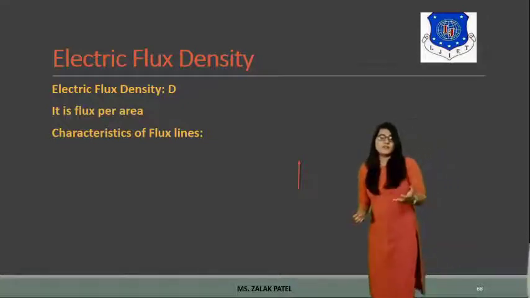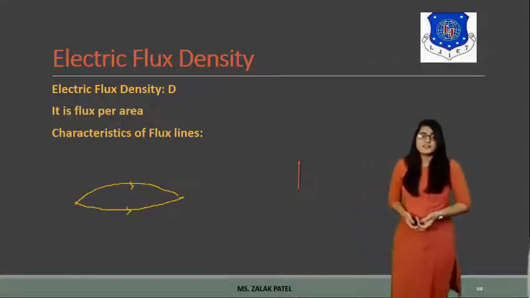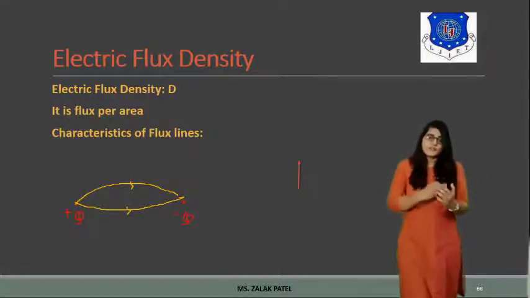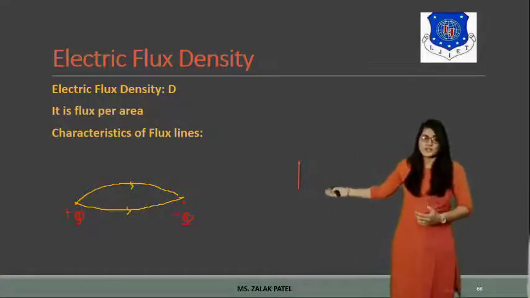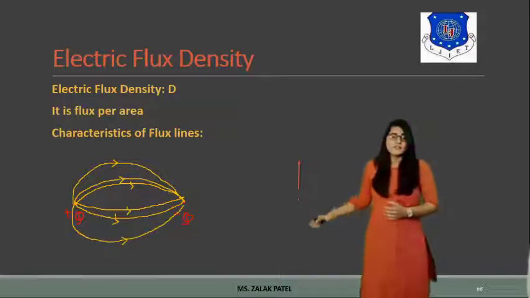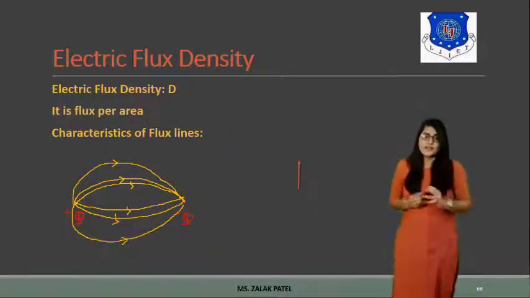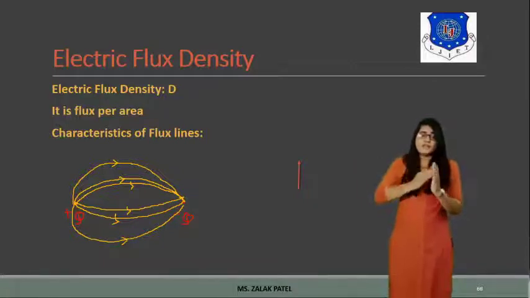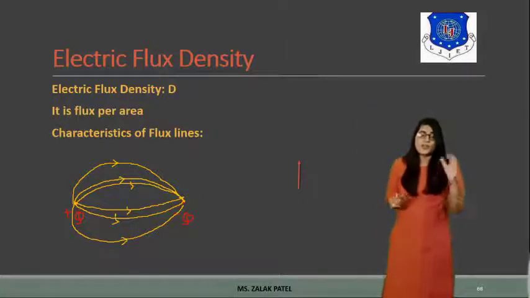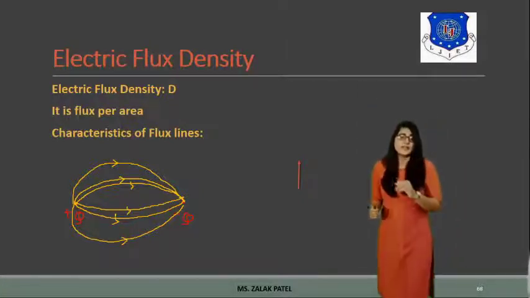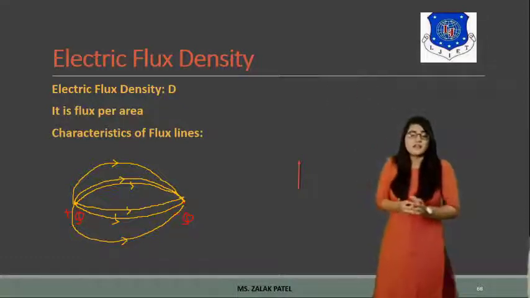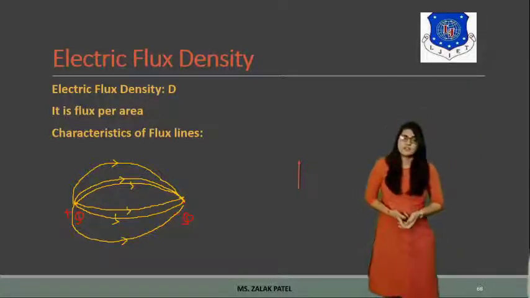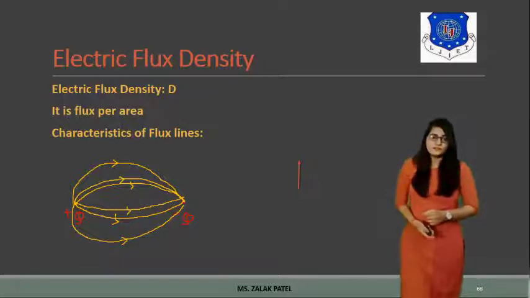Now what are the characteristics of these flux lines? Flux lines travel from positive charge to negative charge, meaning they originate from the plus charge and go to the negative charge, as shown in the figure. If only a positive charge is present, then the flux lines originate from this positive charge and go towards infinity. If only a negative charge is present, then from infinity the flux lines come and end at that particular negative charge. So this is the electric flux lines configuration.